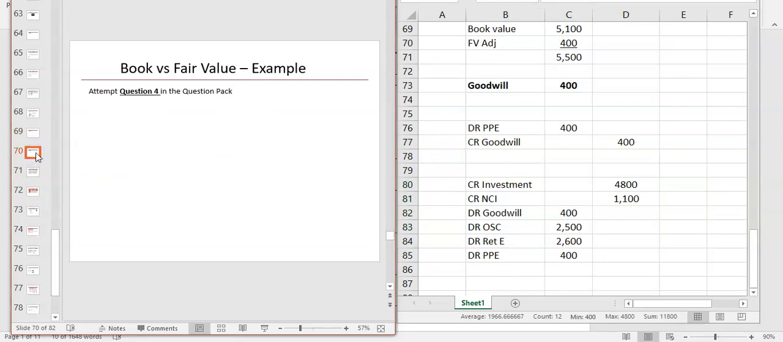So I want you now to pause this and go on and look at question 4 in the pack, which looks at book versus fair value and how to complete a fair value adjustment. That'll give you a good idea of how to approach a question like this.